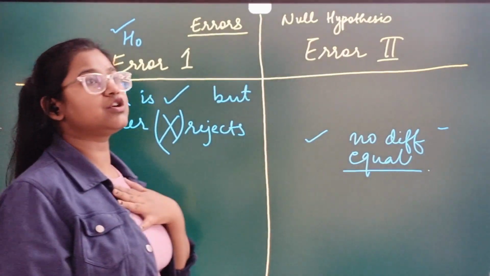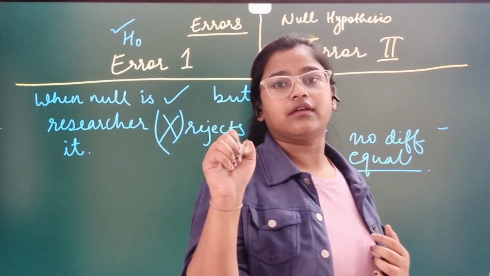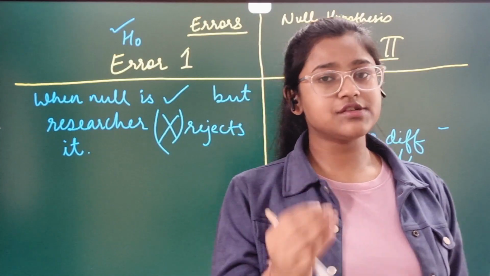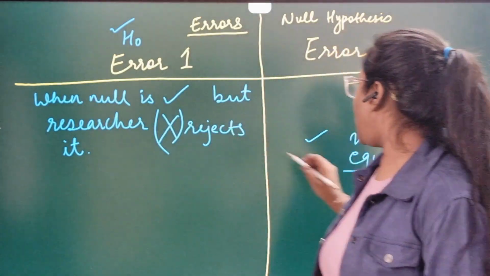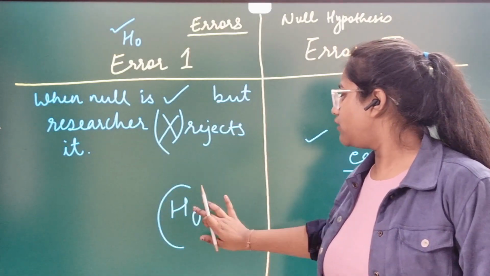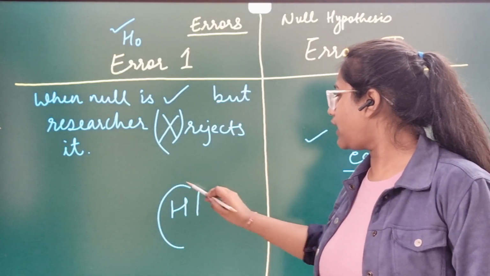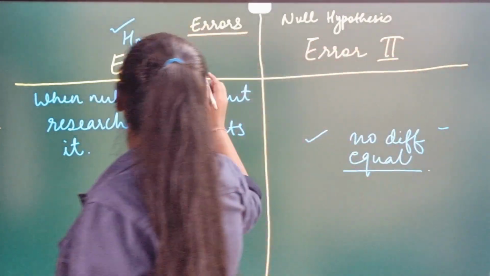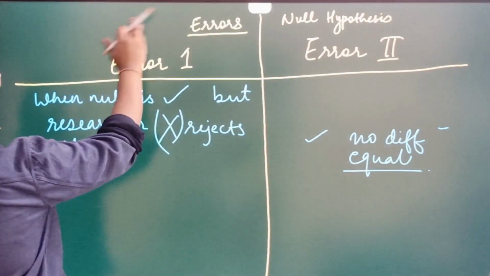But as a researcher, what do I do? I reject it. I say no, I am not validating this hypothesis. I reject this. And what do I do? After rejecting my null hypothesis, I create my alternate hypothesis. Then this type of error is known as error 1, type 1 error.